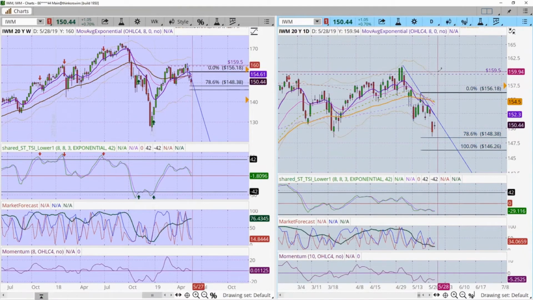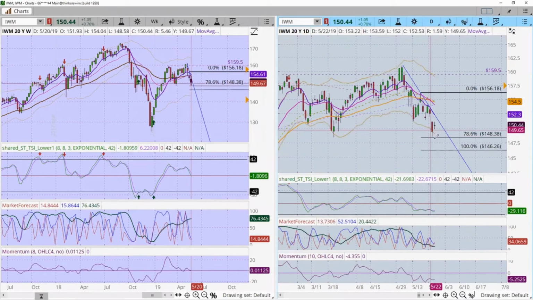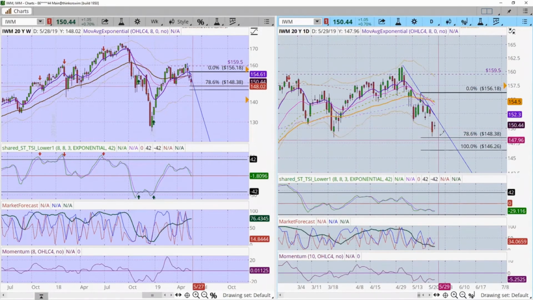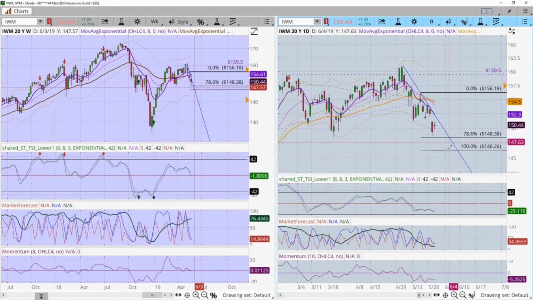There we go. Yeah, there we go. There's on the mark. Yeah, see, it came within a few pennies of hitting the 7.86. Breaks through that, then we're probably going to head on down. And recognize you're looking at about a $2 move here.